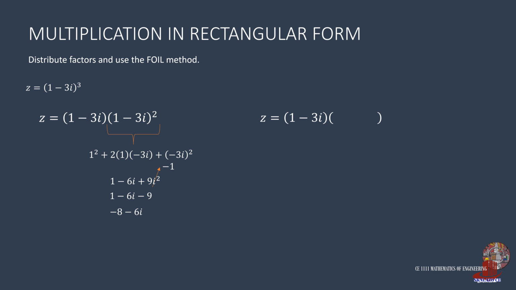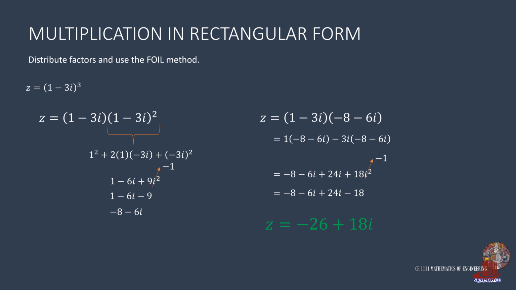The next step is to multiply the remaining complex number to the simplified square. Distribute terms of the first complex number. Then distribute the factors to get negative 8 minus 6i plus 24i plus 18i squared, which is also converted into negative 18. So the final complex number is z as negative 26 plus 18i.